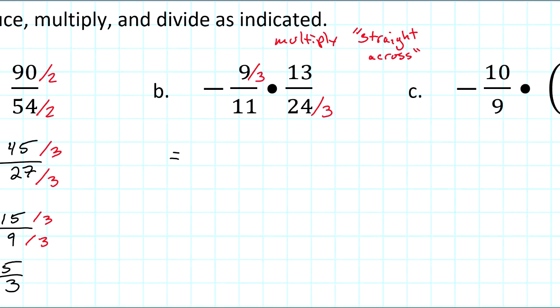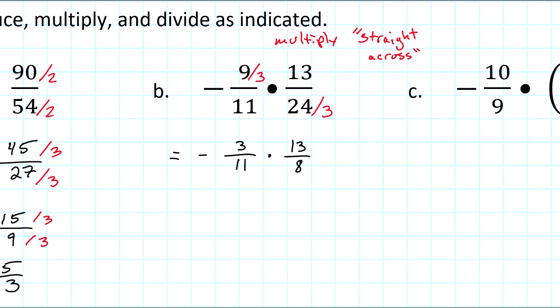And so this is going to equal negative 3 over 11 times 13 over 8. And I would honestly be looking for any other reductions, like does the 13 reduce with the 11 or the 24? And the answer there is no. 13's prime, and it doesn't go into 24 or 11, so we can't reduce anything else here.